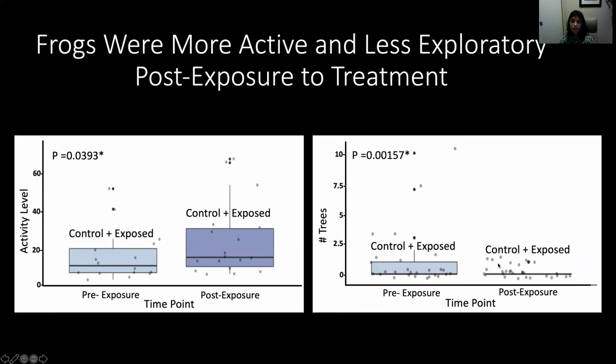In our next two figures, we have time point at which the behavioral assay was conducted on the x-axis and activity level or number of trees explored on the y-axis. Note that each box denotes both the control and the exposed groups together, just before or after their treatment exposure. And what we found here in the figure to the left is that frogs became more active post-exposure, or the longer they spent in the lab, and then on the right, frogs became less exploratory post-exposure.